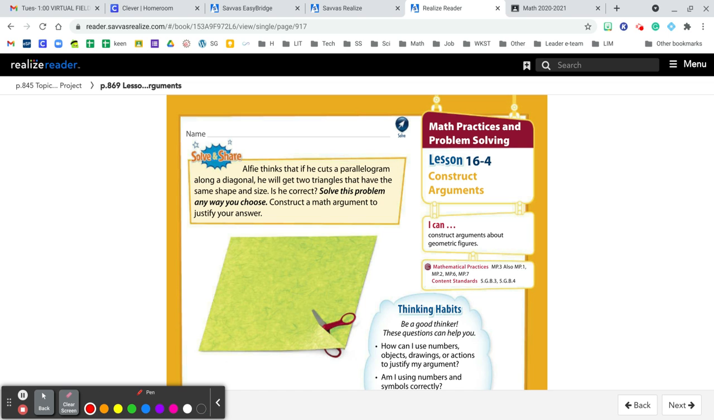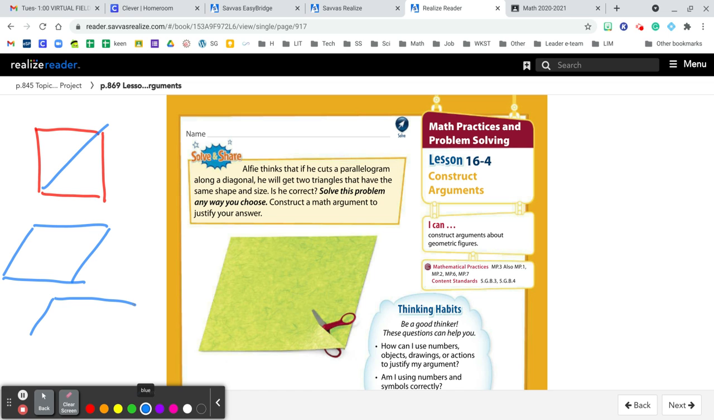So you can get two triangles that have the same size if you cut a square on the diagonal. But if you cut a parallelogram on a diagonal, you're not always going to get two triangles of the same size. So the parallelogram has to be a square for it to work, where all sides are the same length. This one isn't a really good example here. Let me get something that looks a little more rectangular.